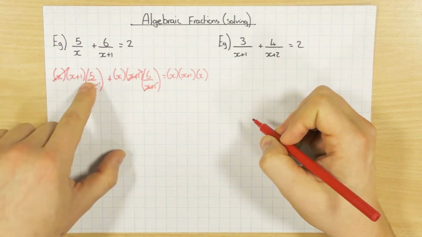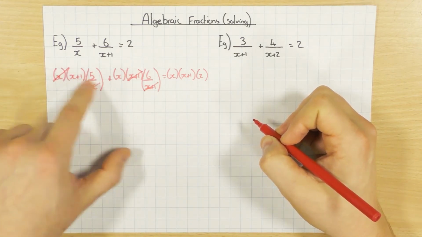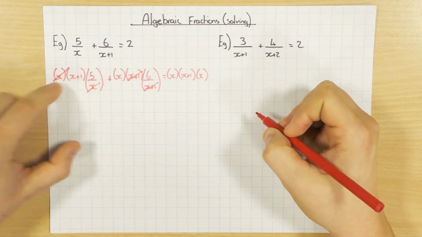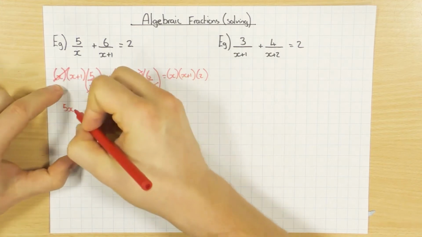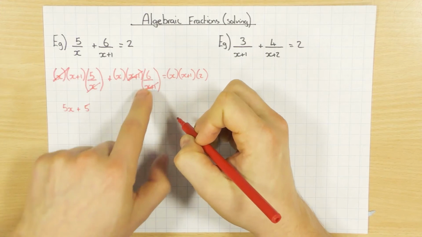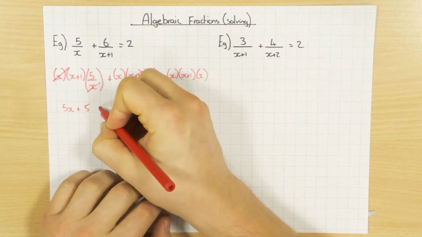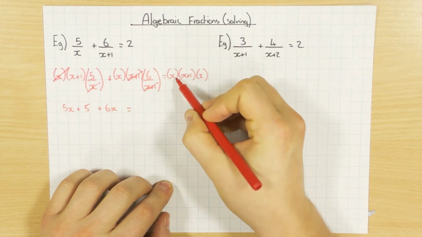So what are we left with? Well, here I've got 5, and then in brackets x plus 1. So I'm going to expand that bracket. 5 times x is 5x. 5 times 1 is 5. So that's that bit. This bit here, 6 times x. That's easy, it's just 6x. And that equals, well, let's do this bit then.